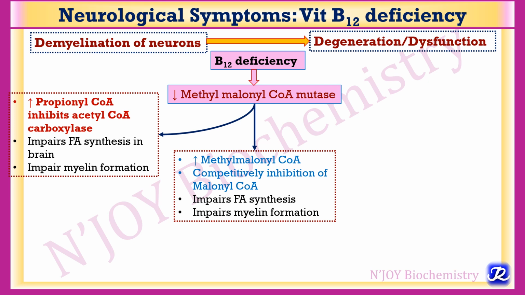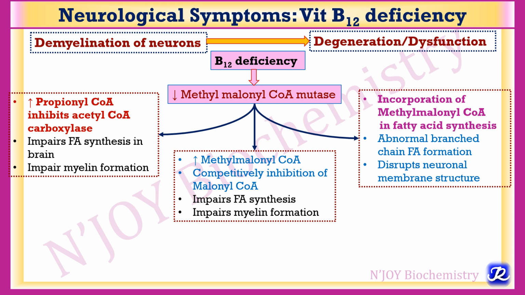Then the second thing is that due to vitamin B12 deficiency, methylmalonyl CoA is not able to convert into succinyl CoA. So there will be an increased level of methylmalonyl CoA, and this methylmalonyl CoA is a competitive inhibitor of malonyl CoA. Now this malonyl CoA is required for fatty acid synthesis, and if it is deficient, there will be impaired fatty acid synthesis, which impairs myelin formation. The third mechanism is that with an increased level of methylmalonyl CoA, there will be incorporation of this methylmalonyl CoA in fatty acid synthesis instead of malonyl CoA. So abnormal branched chain fatty acid formation will occur, and it will disrupt the neuronal membrane structure. So these are the three important mechanisms of demyelination of neurons.